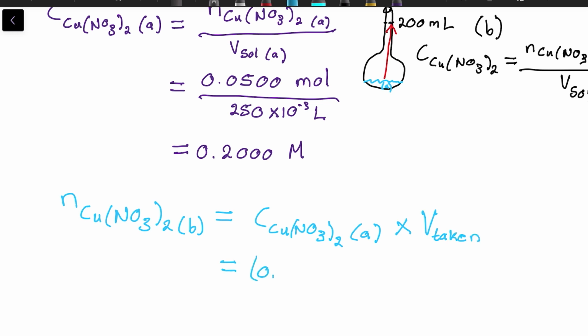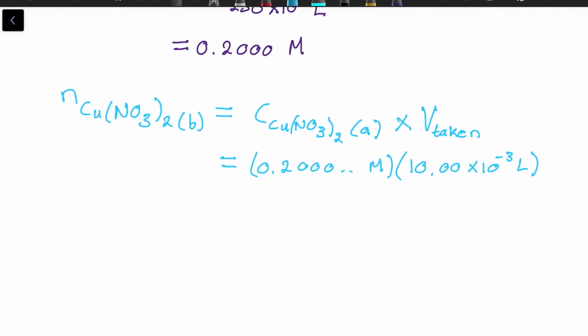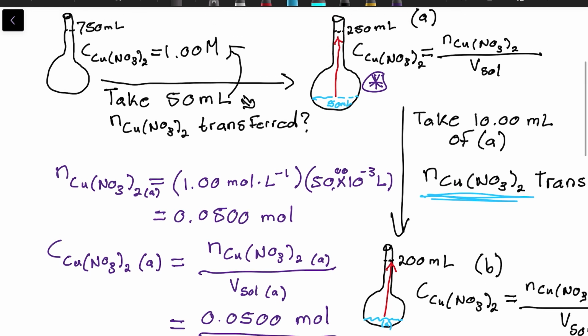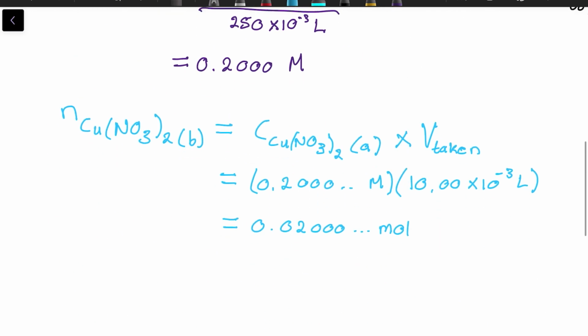And in this case, this is 0.2000 molar or mole per liter, and this is 10 milliliters, so 10.00 times 10 to the negative 3 liter. So again, negative 3 times 10, so it's 0.01. So this just becomes 0.002000 and onwards, mole, not molar, mole. Importantly, you notice that the number of moles that we transferred is, we started out with a larger number, 0.05, and we now have a smaller number.